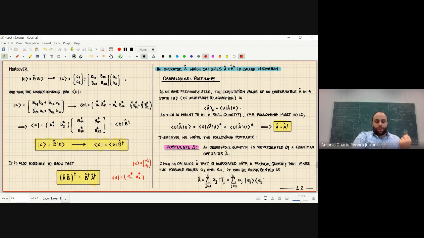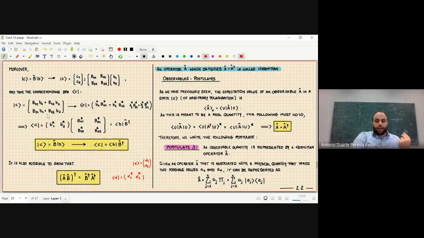So the first entry is this whole sum, and I have to take the complex conjugate of everybody. So this will be B1 star, B11 star, plus B2 star, times B12 star. Okay? And these are numbers, so they commute. I can change the order here.